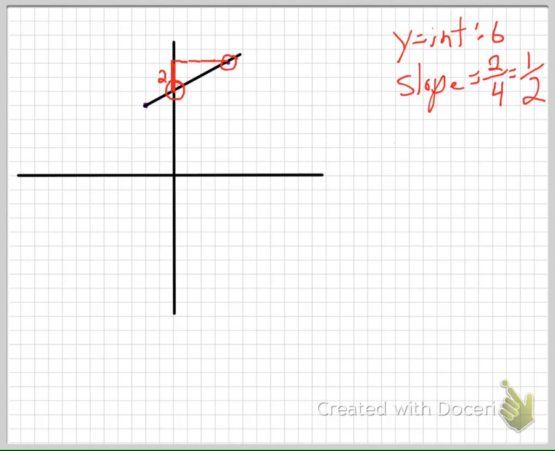Always make sure when you're looking at a graph, there's two things you should be able to pick out easily from a graph. The first thing is the y-intercept. It should be easy to see. Unless your y-intercept is not a whole number and it crosses somewhere in between, then your y-intercept should be really easy to see on a graph.